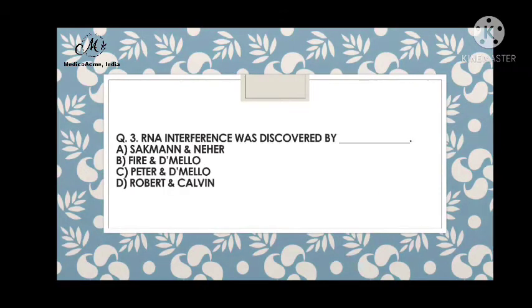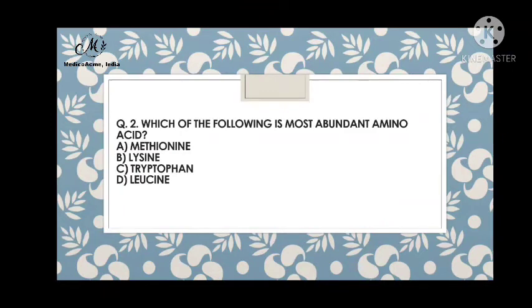The second question is, which of the following is the most abundant amino acid? Here it becomes very important to remember which is the rarest and which is the most abundant amino acid. If we talk about the rarest, that will be tryptophan, and the most abundant is leucine. So option D is correct.